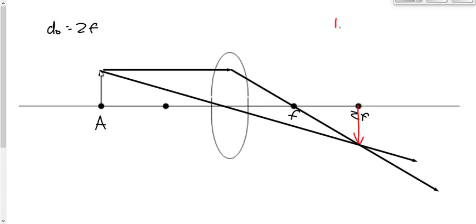How does the size of that image compare to the size of that object? What is it, Nick? Yeah, it's equal, same size. Look at the size of this red line, the image of Mr. Aiello, and the size of the black line, the object, the real Mr. Aiello. It's the same size.